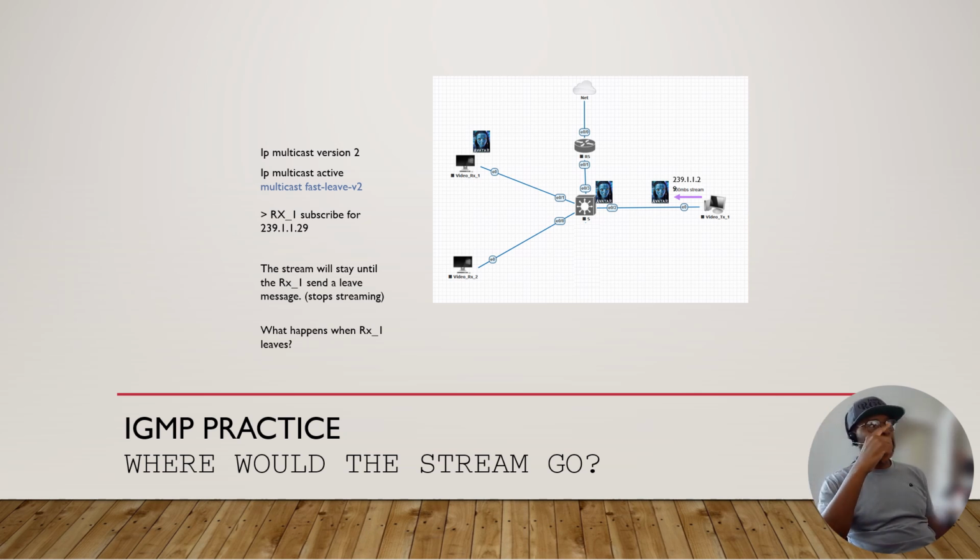Now, vice versa, if you configure multicast with fast leave on version 2 of IGMP, when video receiver 1 initiates the leave, this switch, this active querier, is going to get it and immediately stop forwarding traffic to that device.